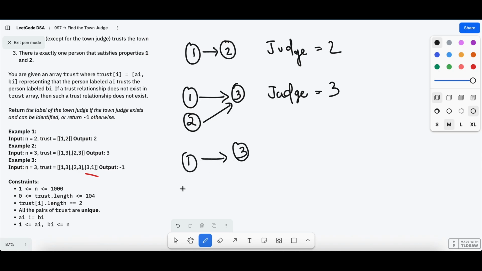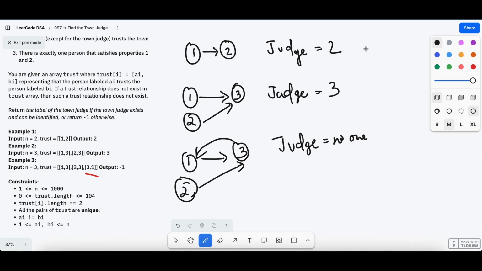And here you can see 1 pointing to 3, 2 pointing to 3, and 3 is also pointing to someone. So here the judge is no one. Why? Because there should be one element which should never point to any other element.